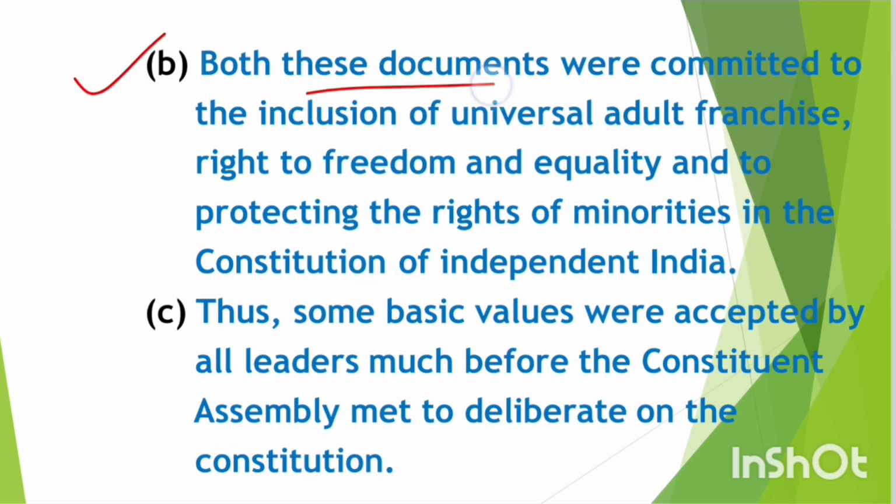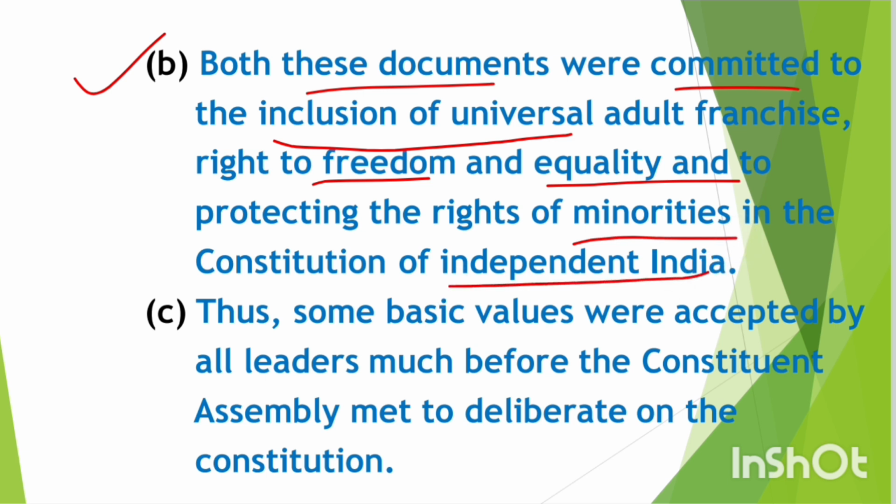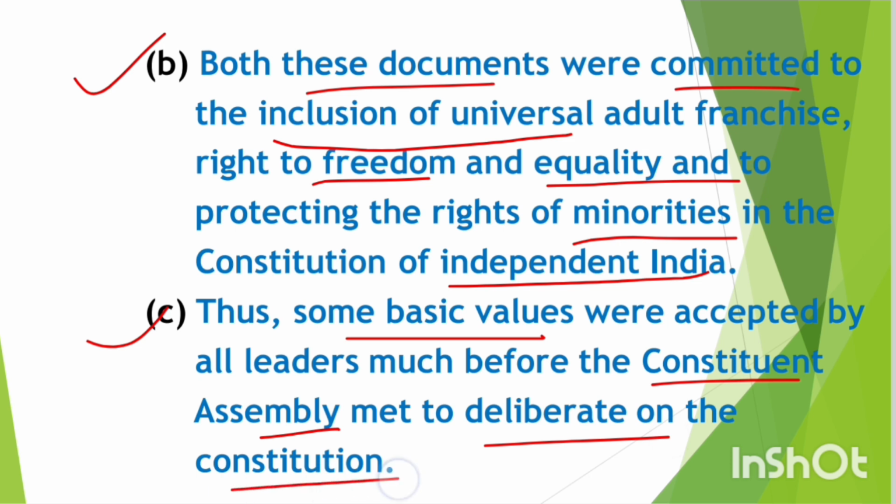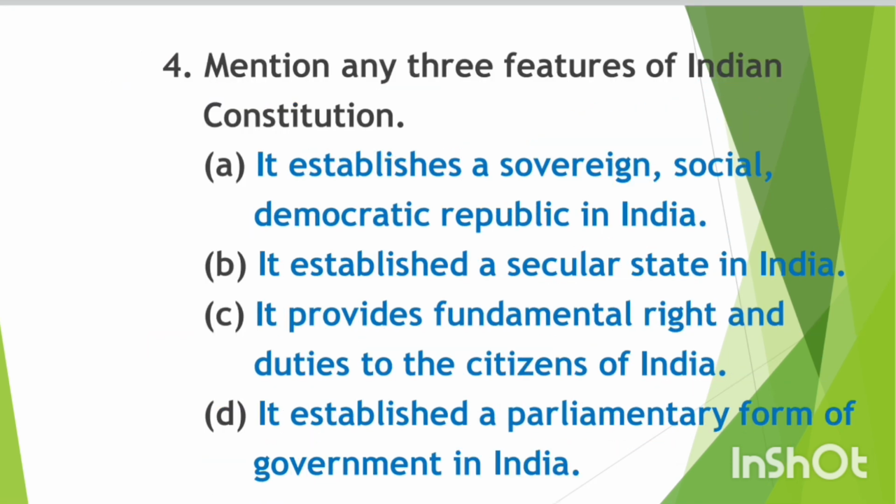Both these documents were committed to the inclusion of universal adult franchise, right to freedom and equality, and to protecting the rights of minorities in the Constitution of independent India. Next point, thus some basic values were accepted by all leaders much before the Constituent Assembly met to deliberate on the Constitution.